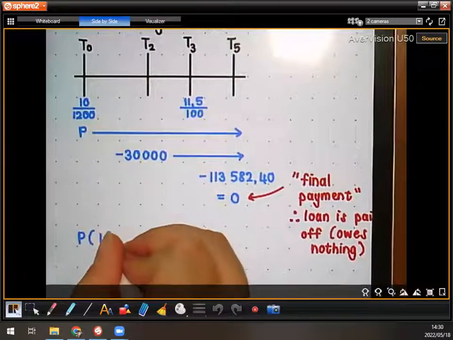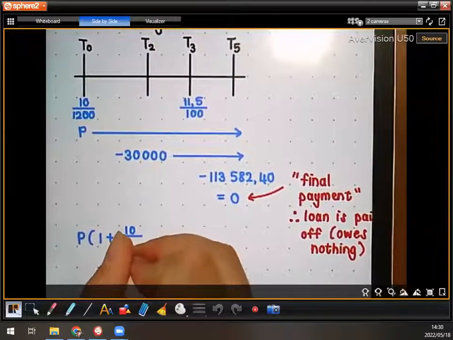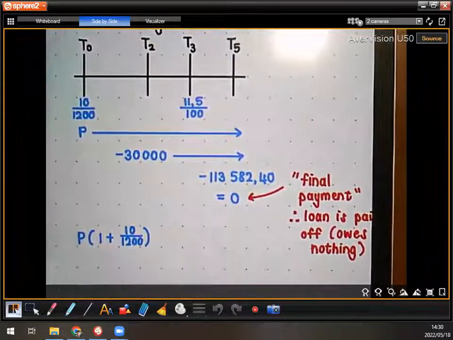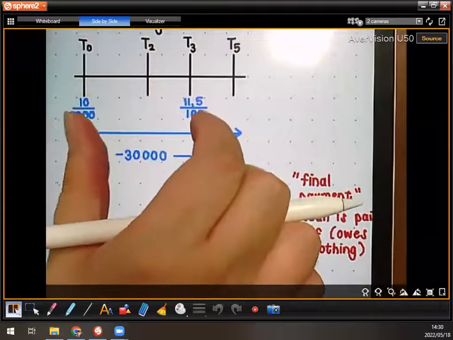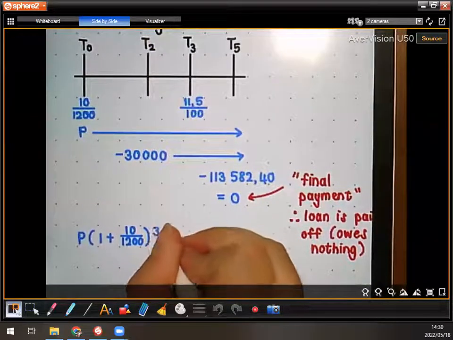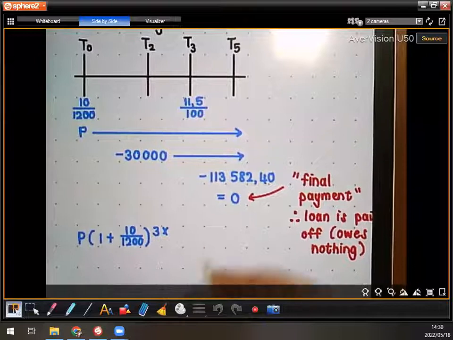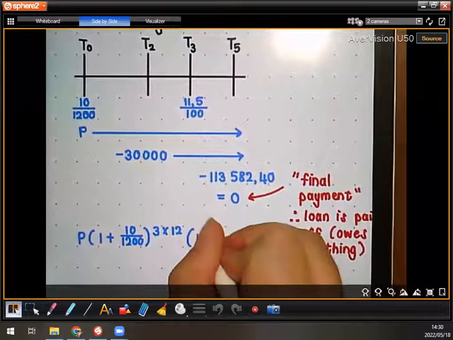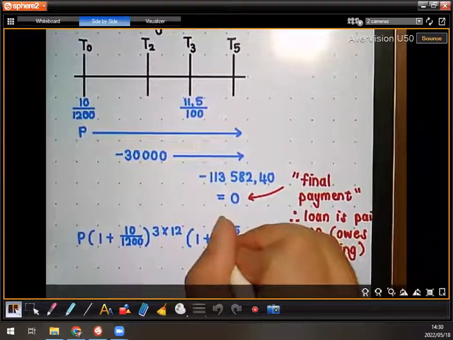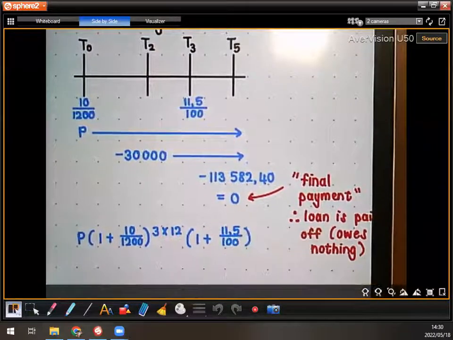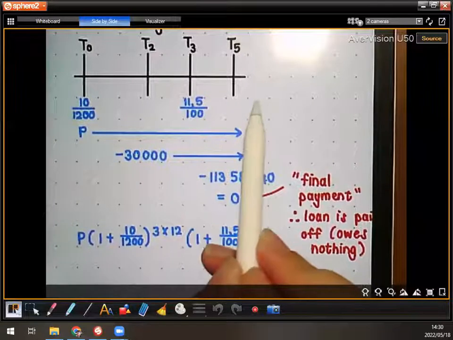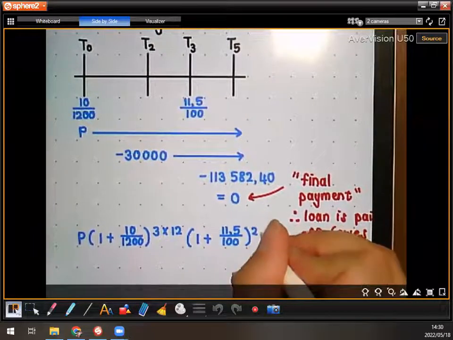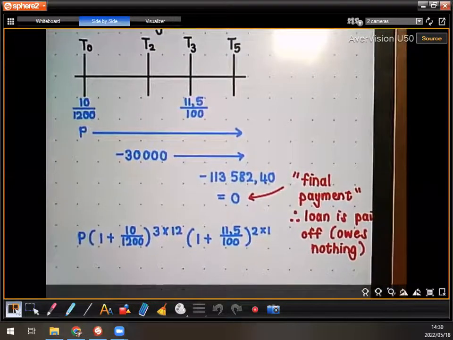It's going to be 1 plus 10 over 1200. And that's 3 years, right? That interest rate. So to the power of 3 times, how many times a year? Monthly? 12. New bracket for the second interest rate: 1 plus 11.5 over 100. How many years from T3 to T5? 2. And that's once a year, right? So you can write 2 times 1 if you want. That's 2.